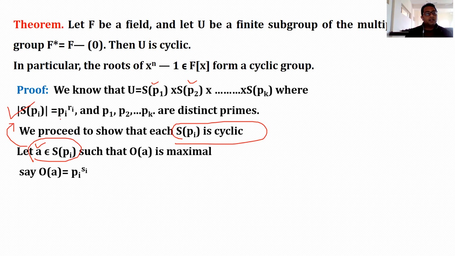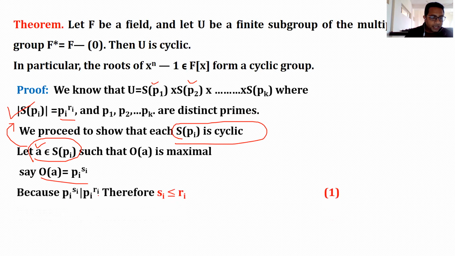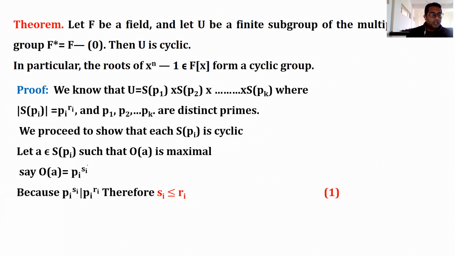So the order of the group is of this form, pi raised to power ri. So the order of A should also be of the form pi raised to power si, and obviously the order of an element divides the order of the group. So pi si divides pi ri. Hence, you will get si less than or equal to ri. So if you want to prove that A has the same order as that of the group, you will need to prove that this si is equal to ri.